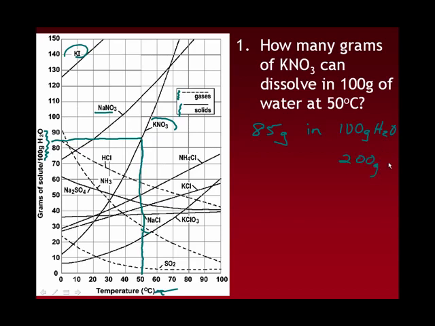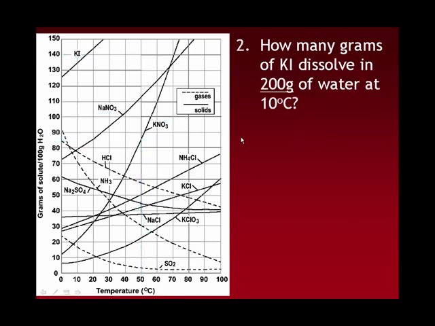If I had 200 grams of water, H2O, and I wanted to know how much KNO3 I can get in it, well, since the chart's for 100, but now I doubled my water, I'm actually going to double my KNO3. If I only had 50 grams of water, I could only hold half as much KNO3. Okay, so it's pretty easy to do, as long as you read the question closely and make sure you understand what it's asking. So let's look at the next question.